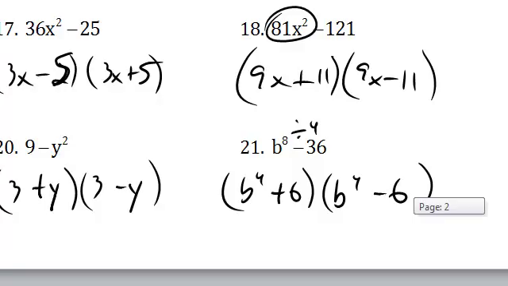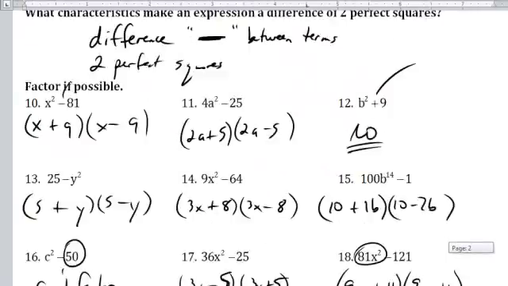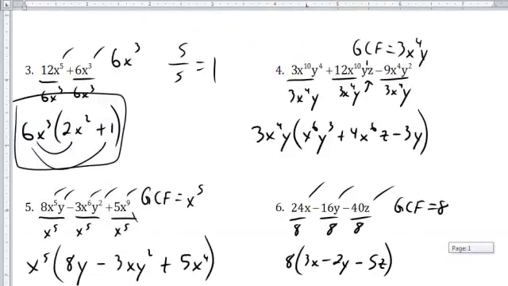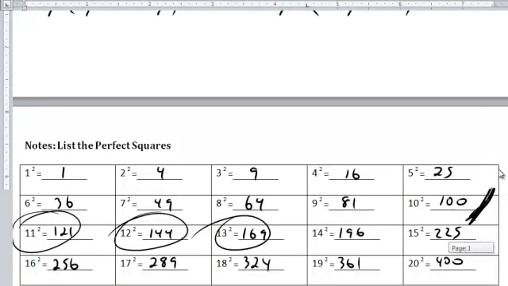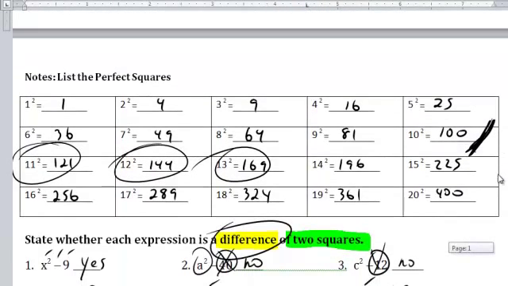Okay? So that's it, math fans. That is greatest common factor at the beginning. This is the review. And then it's difference of two squares.